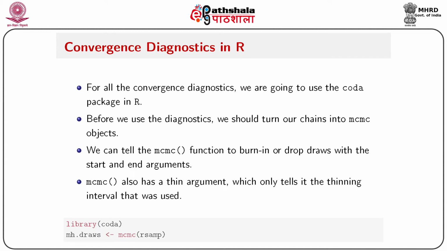For all convergence diagnostics, we are going to use the coda package in R. Before we use the diagnostics, we should turn our chain into an MCMC object. We can tell the mcmc function to burn in and thin draws with the start and end arguments. The mcmc function also has a thin argument, which only tells it the thinning interval that was used. So the r_sample that I have generated, the multivariate random walk Metropolis sample, should be passed through mcmc, and it will convert into an MCMC object. So now mh.draws equals mcmc(r_sample), and our sample becomes an MCMC object in the mh.draws variable.